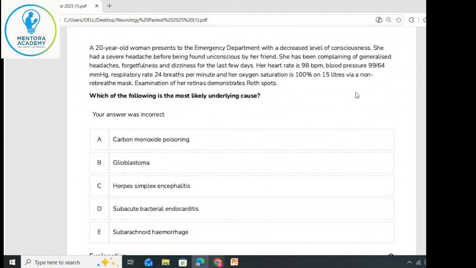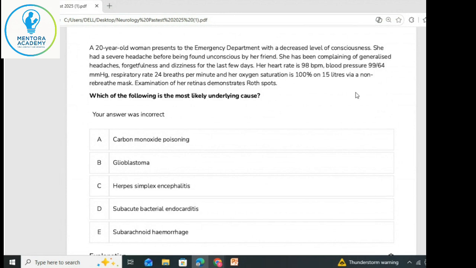She has a history going on for the last 2, 3 days. It's not sudden onset because if you look at the history, she had some headache, forgetfulness, some dizziness for a few days, then severe headache. So something is going on for the last 2, 3 days. And BP is on the lower side. She's tachypneic. Saturation is hypoxic. So there is respiratory involvement as well.